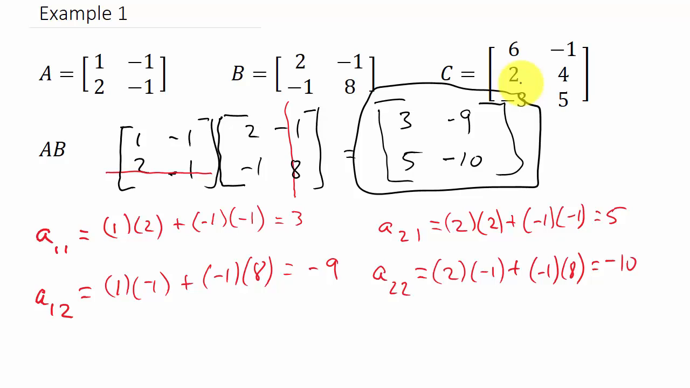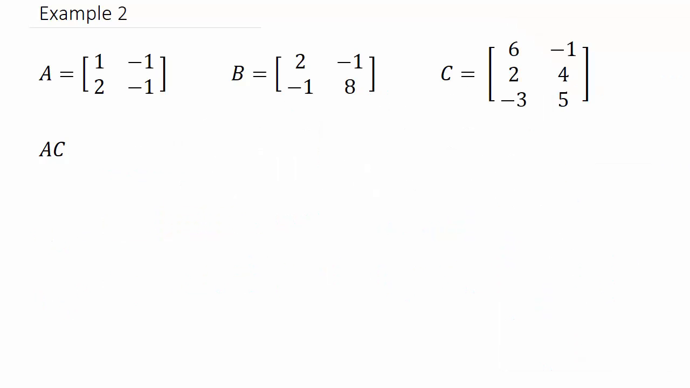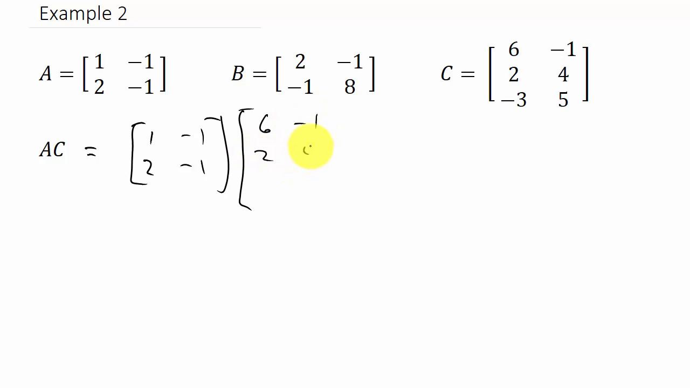Alright, so I have a couple more examples to work in this video. I'm going to go through them a little bit quicker. It's the same process. It's just that I'm going to multiply the 2 by 2 matrices times the 3 by 2 so you can see that. So let's look at example 2. So I have A times C. Alright, so that's going to be 1, negative 1, 2, negative 1 times 6, negative 1, 2, 4, negative 3, and 5.